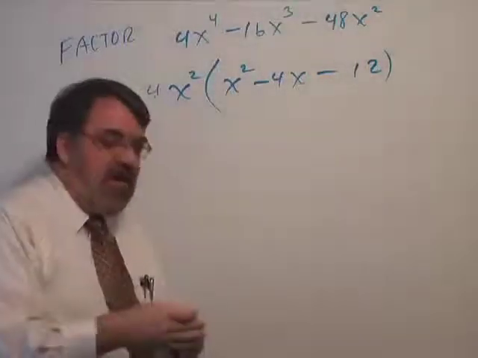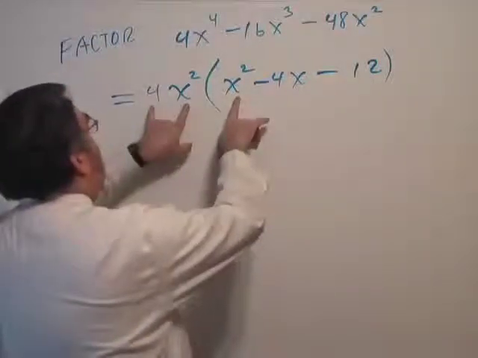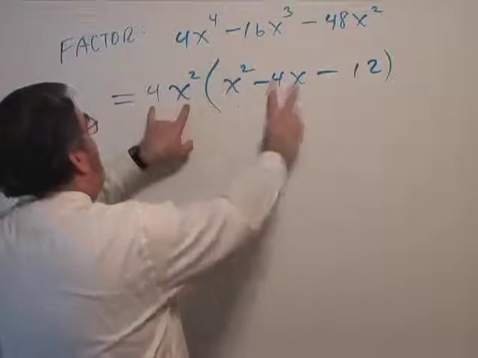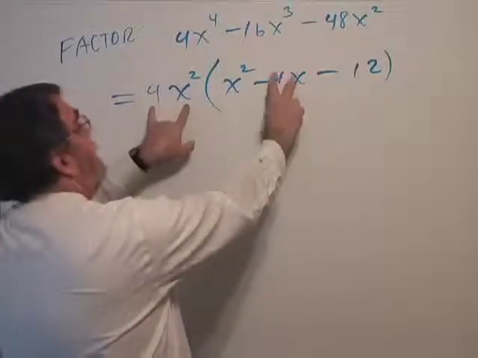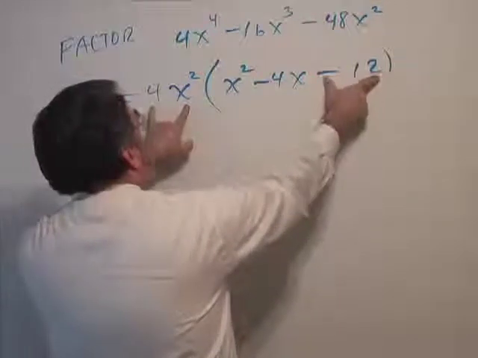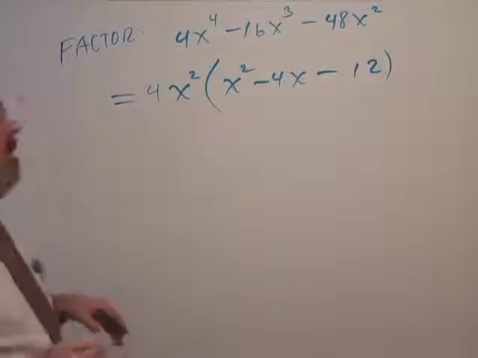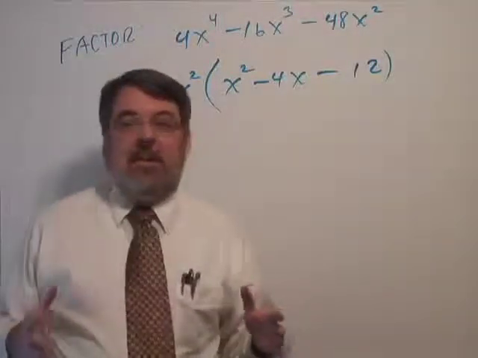Now let's just check that, and this time I'll do it mentally. So if I multiply this back, I will get 4x to the fourth. That's correct. And this is going to be minus 16x cubed. And then negative 12 times 4x squared is going to be minus 48x squared. So that's correct.